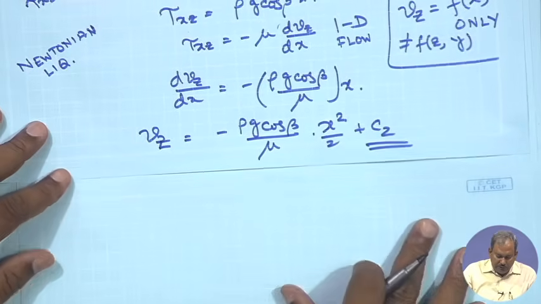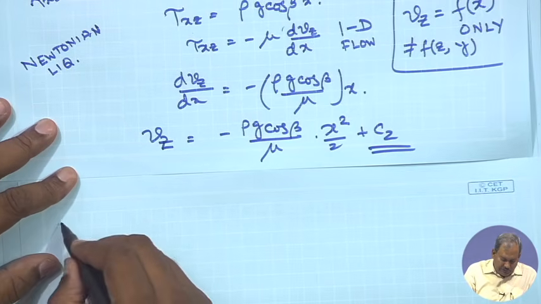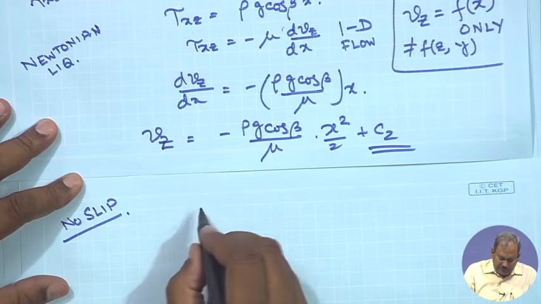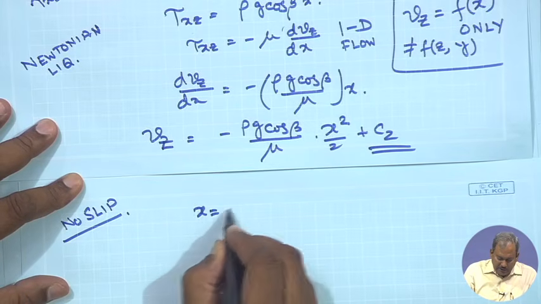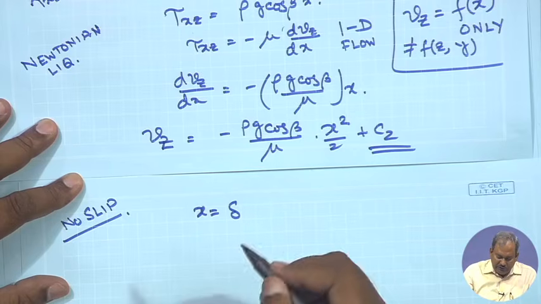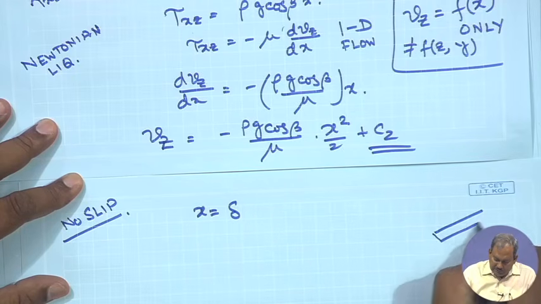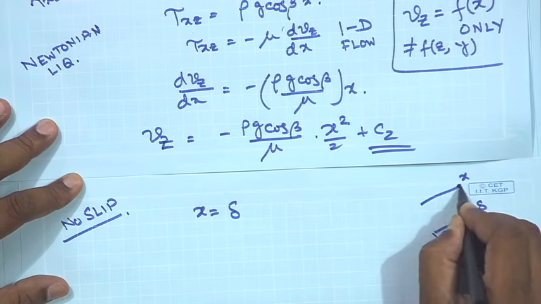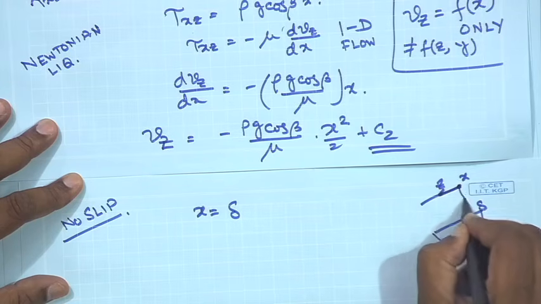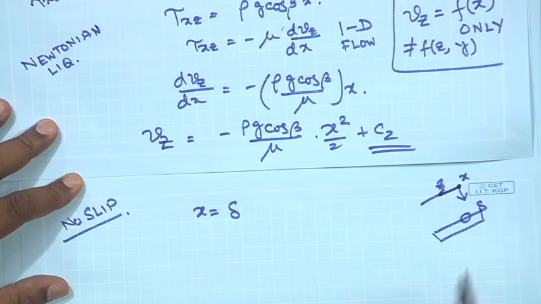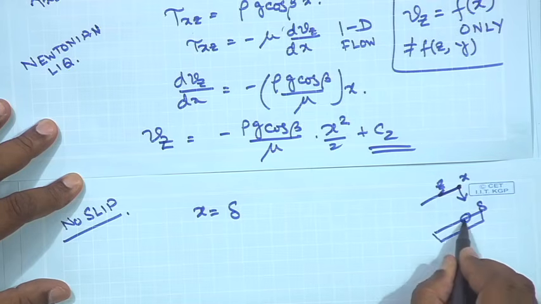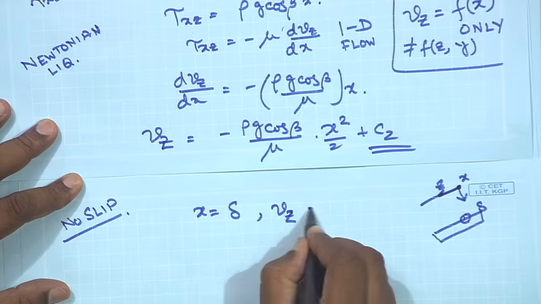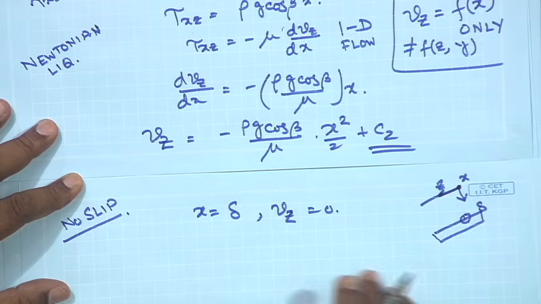Now, in order to solve for C2, we use the second boundary condition, which is no slip. And what does no slip tell us is that at x equals delta, that means at the solid liquid interface. So this is my x and this is delta, this is z. So at x equals delta, on this solid liquid interface, my velocity must be equal to 0, which is known as the no slip condition.